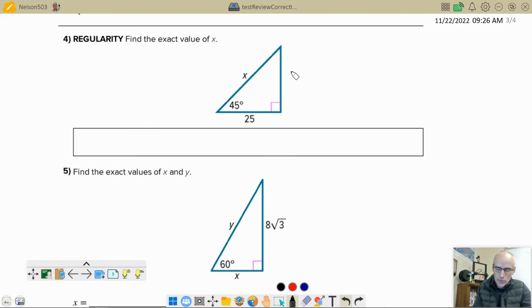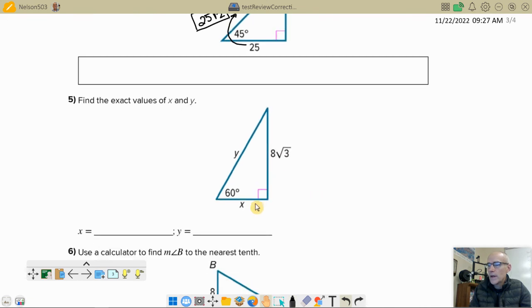The next one, let's see. Find the exact value. So to go from a leg to the hypotenuse in a 45, 45, 90, we multiply by the square root of 2. So 25 square root of 2. That's an exact value right there. Boom, I'm done.